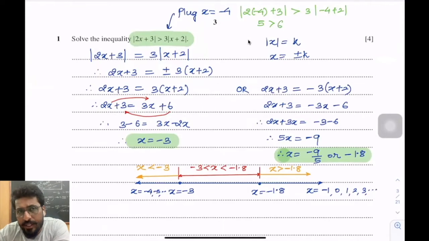Is 5 greater than 6? Students, the answer is again no. That means x equal to -4 is also not the solution, right? Values which are beyond -3 also do not belong to the solution set.